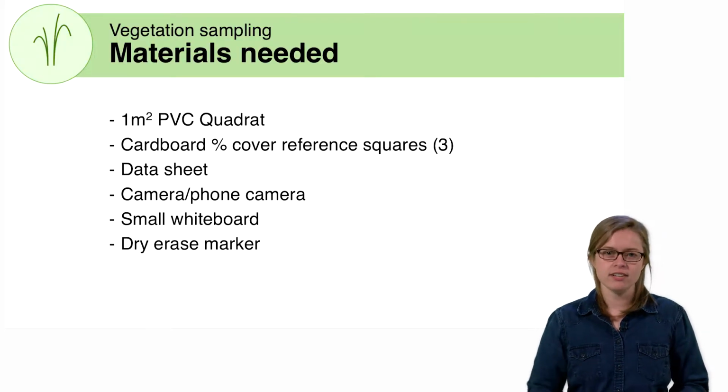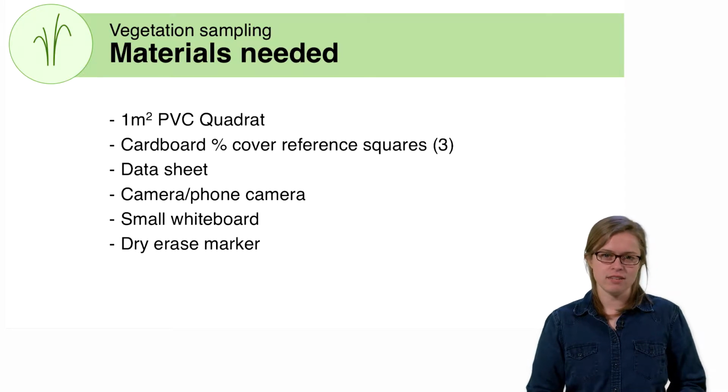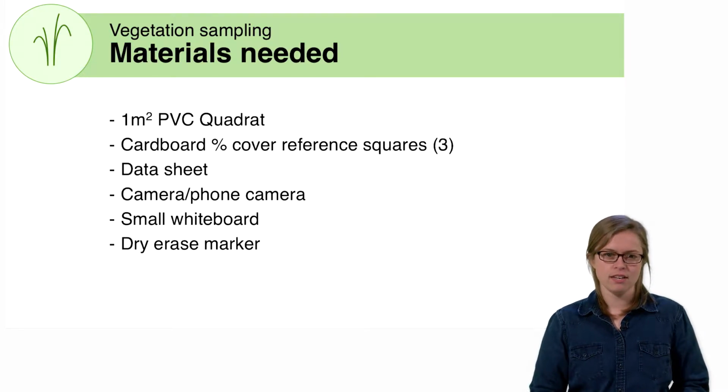To get started, here's the list of materials that you'll need for the vegetation sampling. Your meter squared PVC quadrat, your cardboard percent cover reference squares, there will be 3 of these, your data sheet, a camera or a phone camera, a small whiteboard, and a dry erase marker.